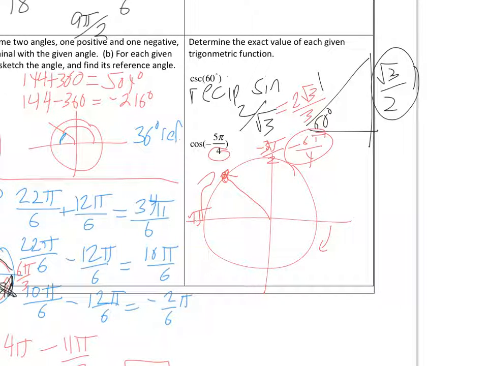You might recognize this in the pi over 4 family. So my coordinates here would be negative square root of 2 over 2, comma, the square root of 2 over 2. Since cosine is the x value, my answer would be negative the square root of 2 over 2.